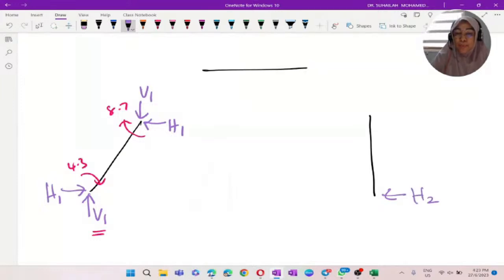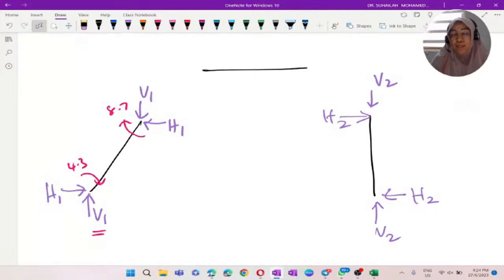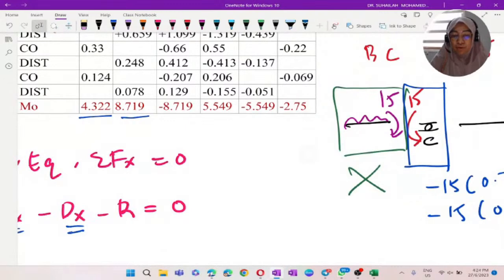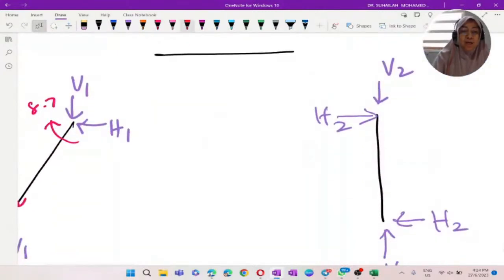DX we change to H2, which is opposite with this. This is also H2. And we will have V2, which is opposite with this V2. Okay, and then we have moment MCD and MDC. The values are negative 5.5 and negative 2.75, all negative.